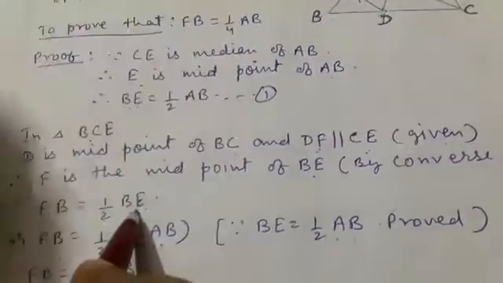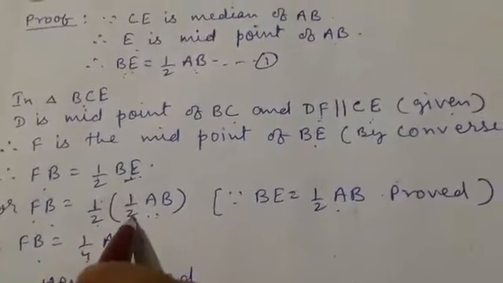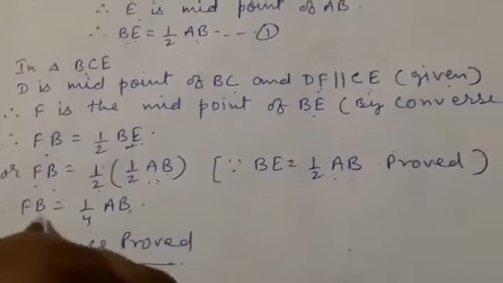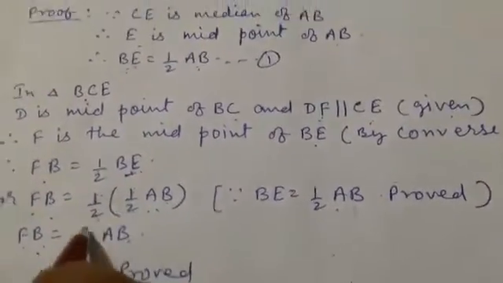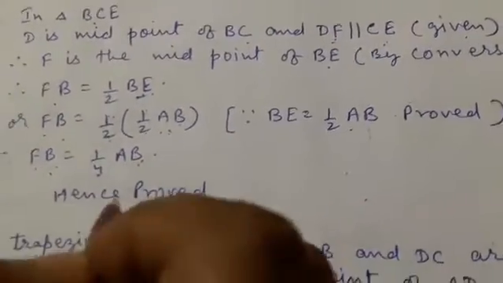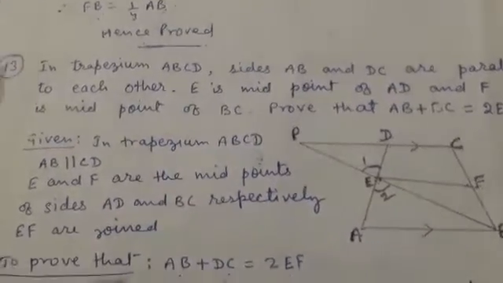What is the value of BE? By equation 1, BE is equal to half of AB. In place of BE we'll write 1 by 2 AB. So FB is equal to 1 by 4 AB, hence proved. Now we will see question number 13.